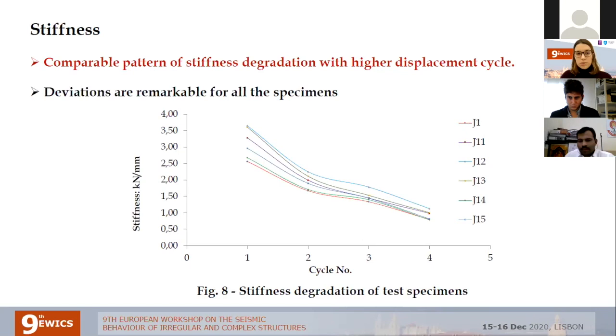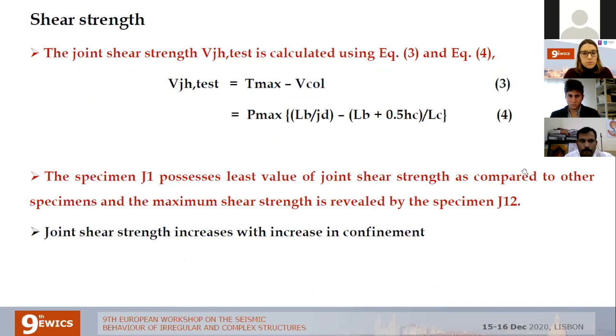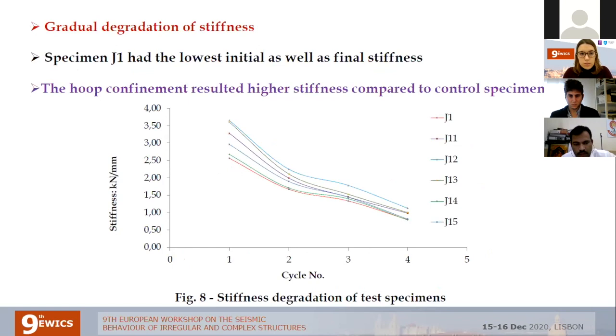The specimen J1 had the lowest initial as well as final stiffness due to non-confinement. The hoop reinforcement in the other specimens resulted in a higher value of stiffness compared to the control specimen. So we can see that at the bottom, which is this graph, is of J1, which is without confinement in the joint, and all the other specimens are with the confinement.